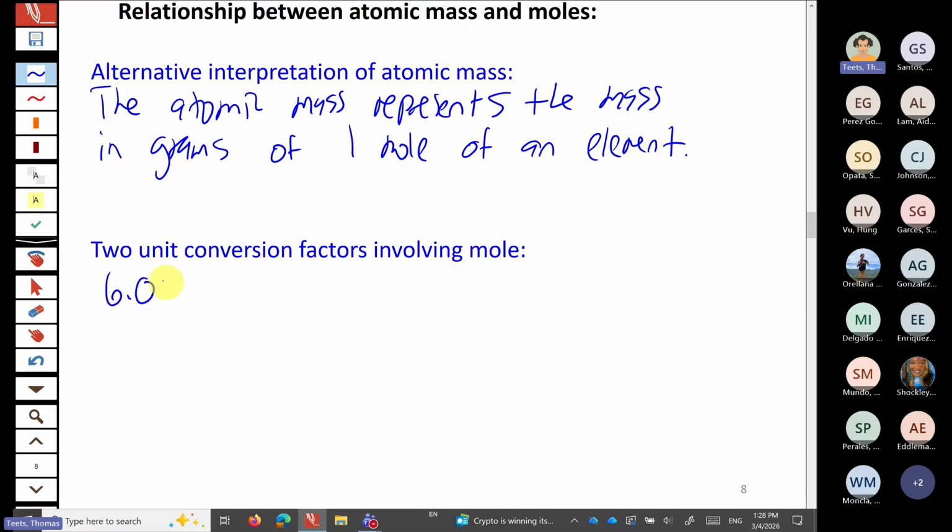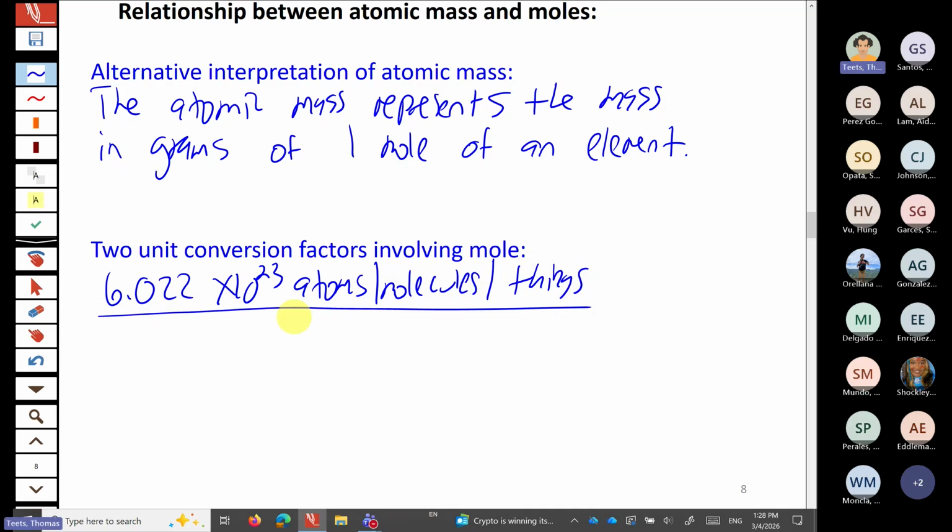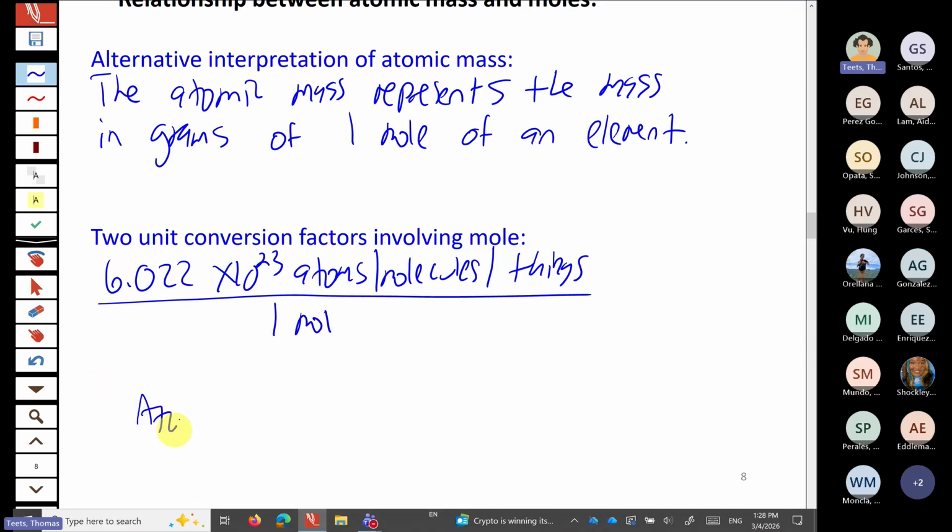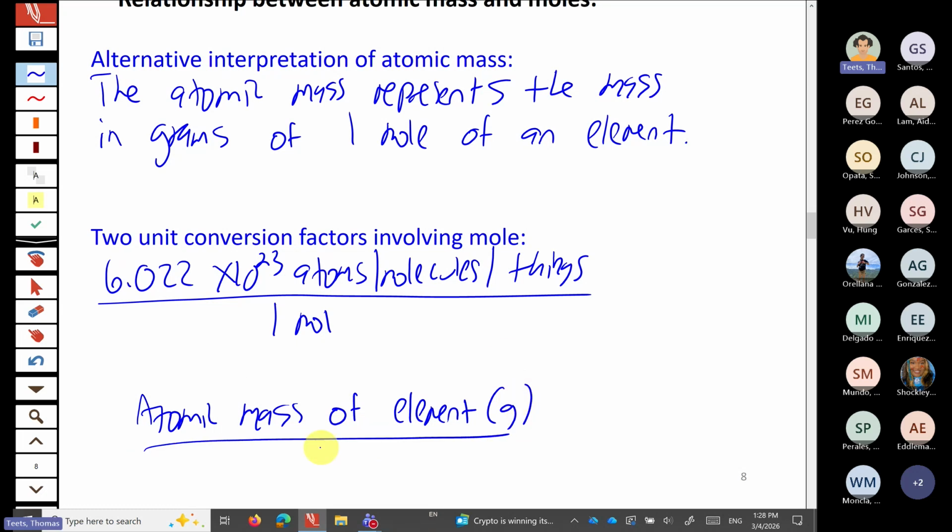So the first one is that there are 6.022 times 10 to the 23rd atoms or molecules, or more generally things, as we said, it can be used to count anything, even though it's typically used for atoms and molecules, in 1 mole of that substance. And then the atomic mass of the element in grams represents 1 mole of that substance as well. So those are 2 conversion factors involving moles that we have now.